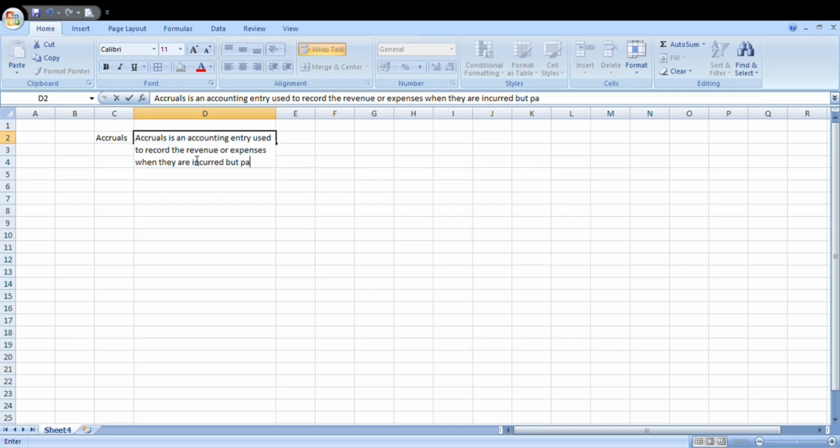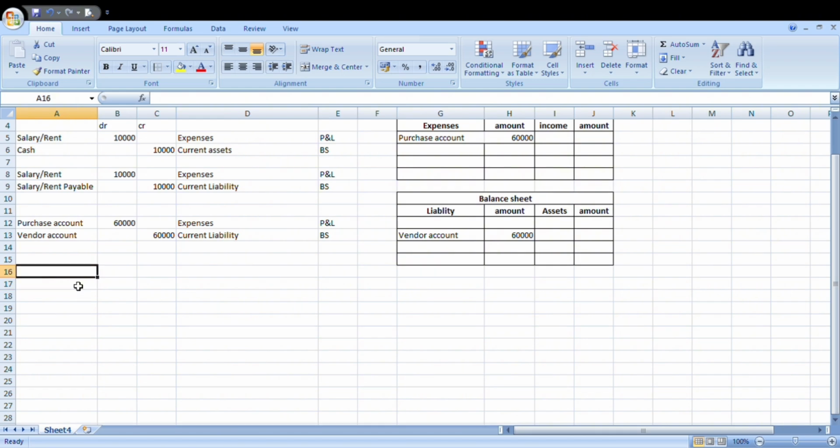But the payment has not yet been paid or received. In prepaid, first we will make the payment, later we'll book the amortization to the expense account.